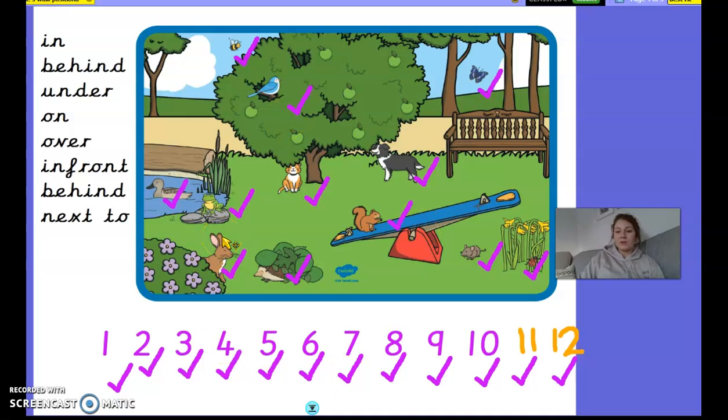Okay, now you're going to have a little go at doing this yourself, and you're going to have a different picture to look at. It's a picture of some animals under the sea, and like I said, you can do it on your screen or you can print it off.